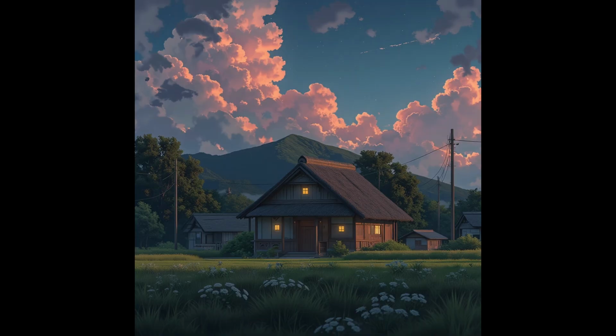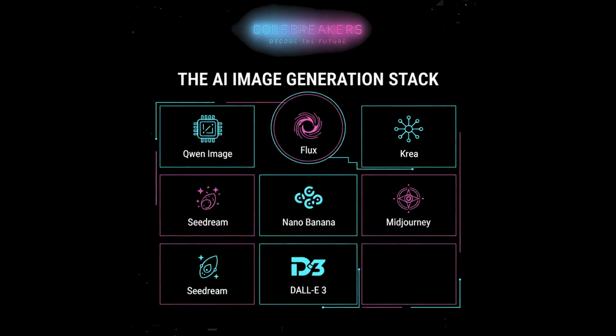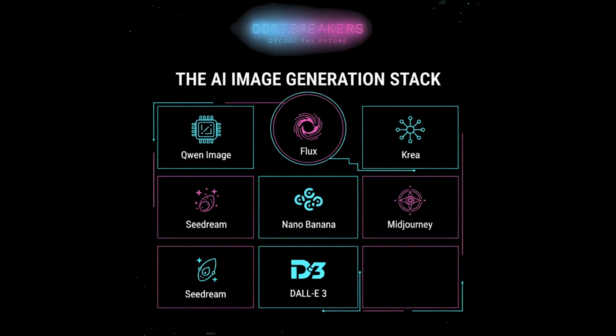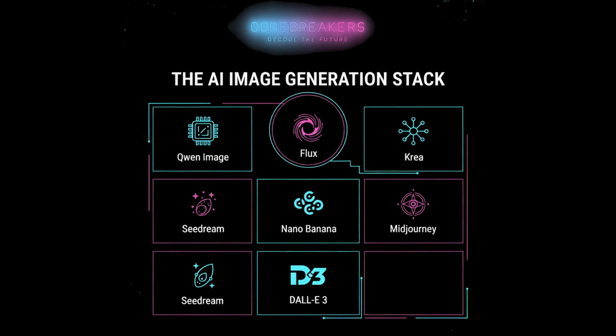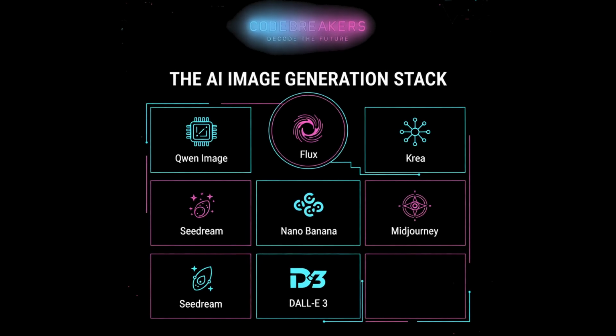But you have options. For highly creative and artistic results, you've got Flux and Krea. For stunning photorealism, you can use Seedream, though that is API only. And a fantastic new option for incredibly fast, high-quality images is Nano Banana, which is powered by Google's Gemini Flash. Of course, you also have Midjourney, DALL-E 3, and ChatGPT.